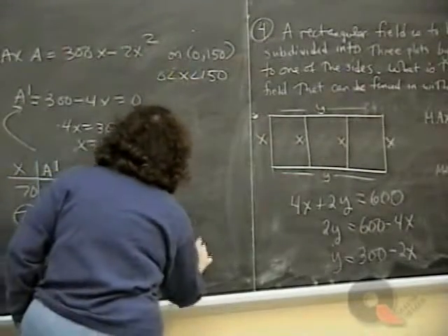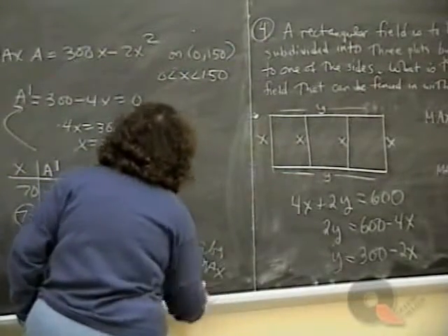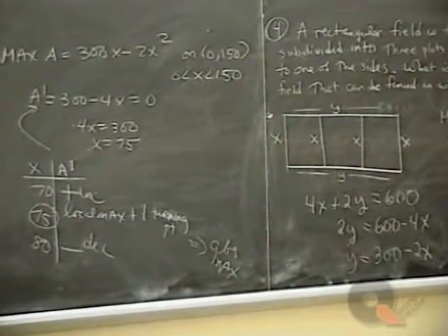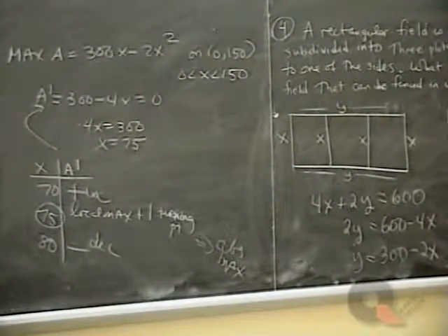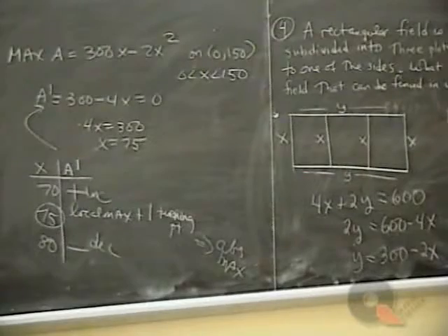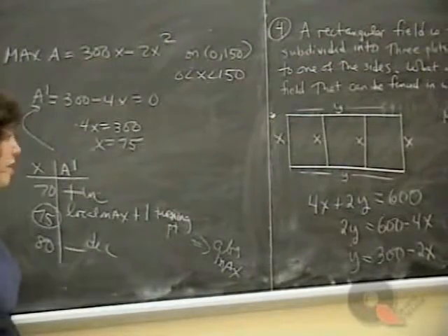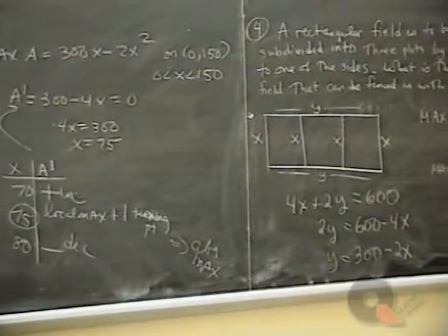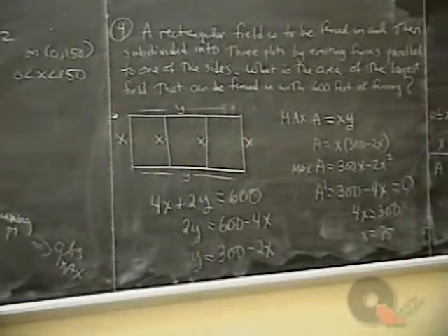Which implies that it is, in fact, the absolute max, which is what we were looking for. And of course, the answer remains as it was before, 75 times 150, or 11,250 square feet for the area.